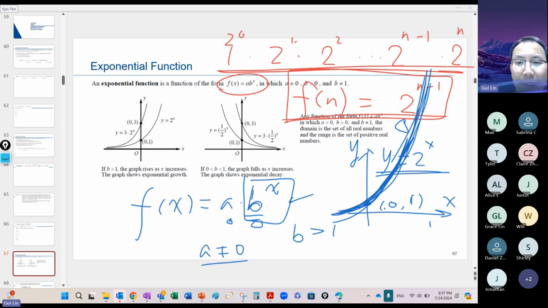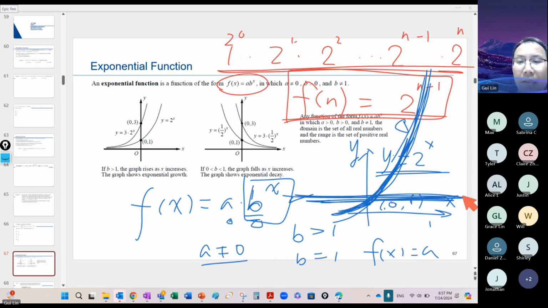Okay, what about b equals 1? If b equals 1, then b to the power x is always equal to 1. So it's constant, right? It's always constant, like this. Whatever the number of x is, it's always flat, becoming horizontal.